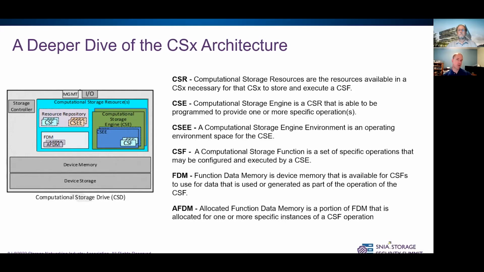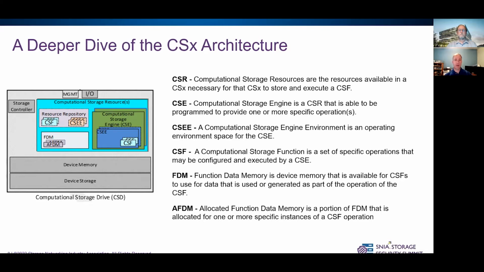So the computational storage resources are the resources that are both available and necessary to be able to execute a computational storage function, also known as a CSF. A computational storage function is the specific operation that you want to perform on the data that can be executed by a CSE, or computational storage engine. So you can think of this as the program that you want to run. The computational storage function is the program. And as I'd already mentioned earlier, the computational storage engine you can think of as a general purpose CPU or something that can be programmed to execute those functions.